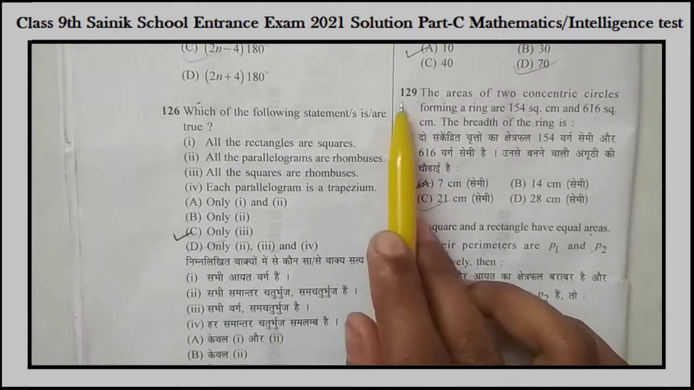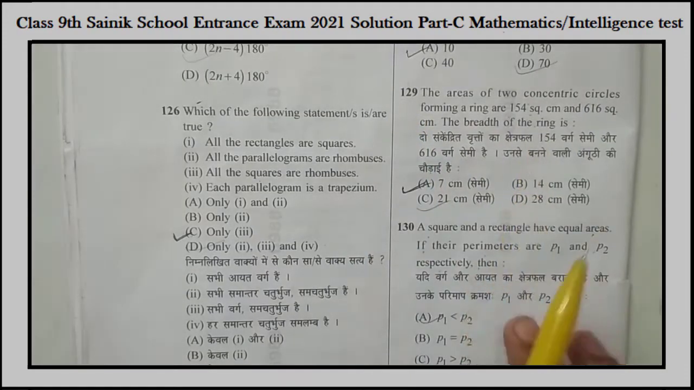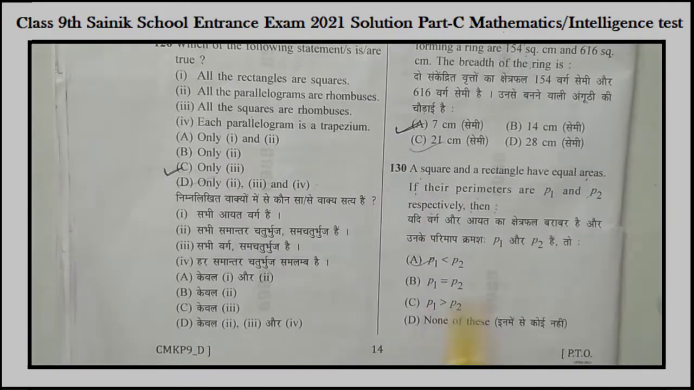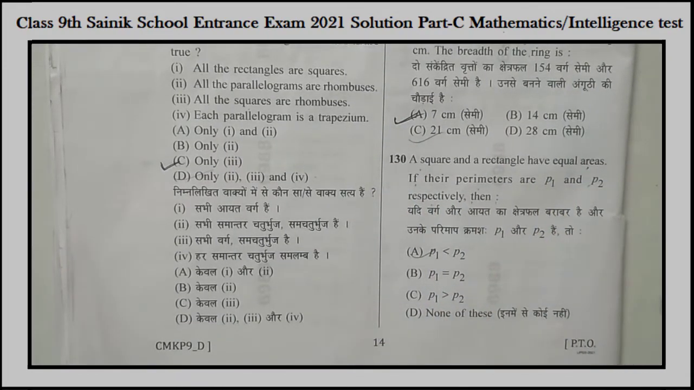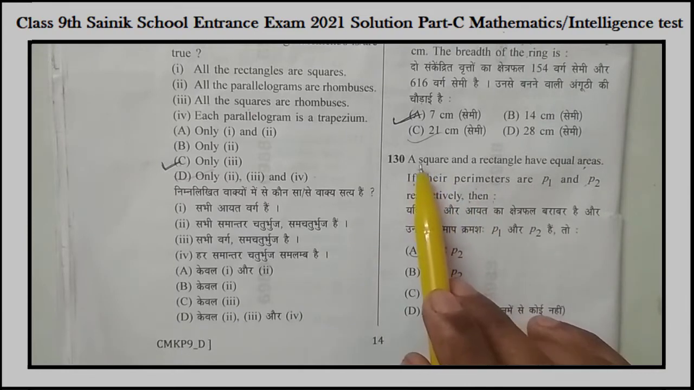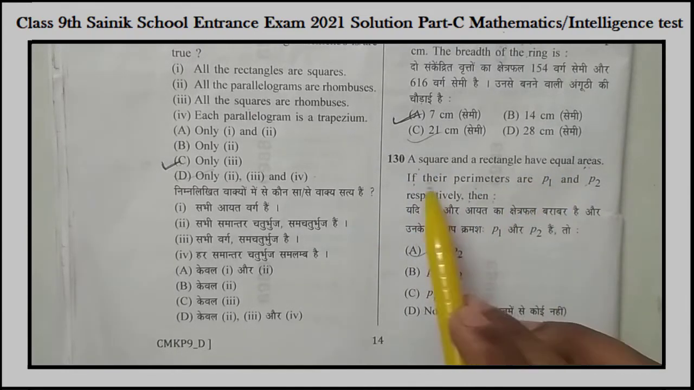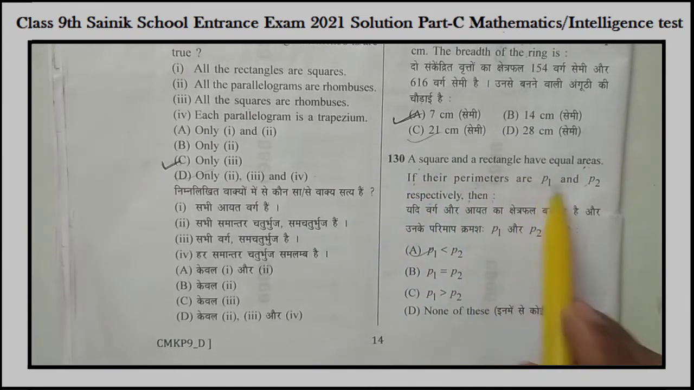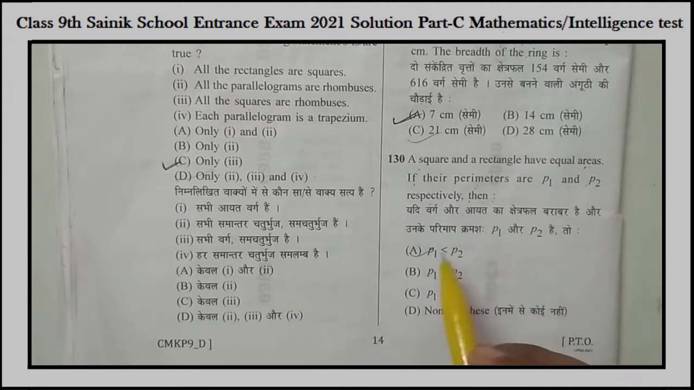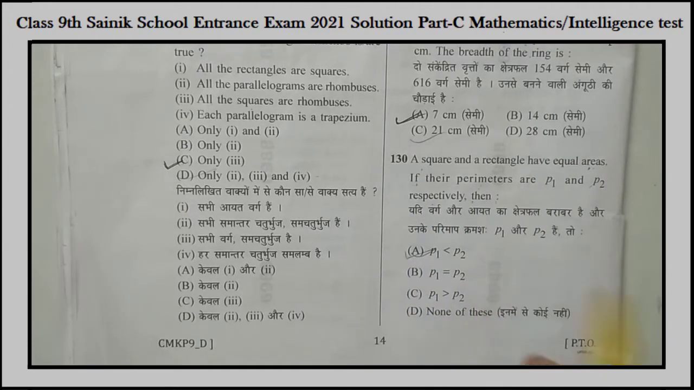We have completed our question number 129 and are left with question number 120. So let's continue. What is this saying? A square and a rectangle have equal areas. If their perimeters are P1 and P2 respectively, then the correct option is A. How? Let's solve here.